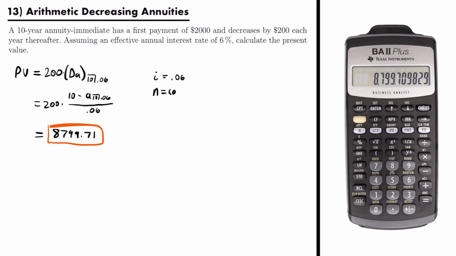Okay, and so that's how you would calculate an arithmetic decreasing annuity using your financial calculator. All you have to do is break up your formulas for arithmetic decreasing annuities into several smaller calculations that your calculator can handle. All right, and so with that, let's clear our work and move on to our next topic.